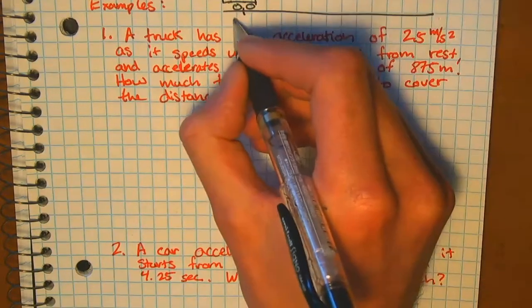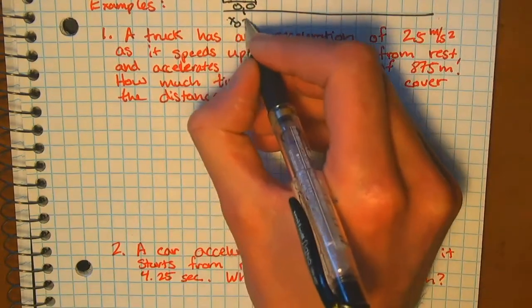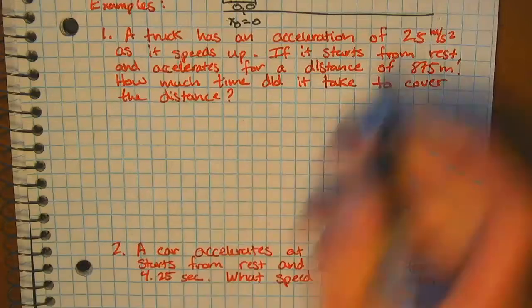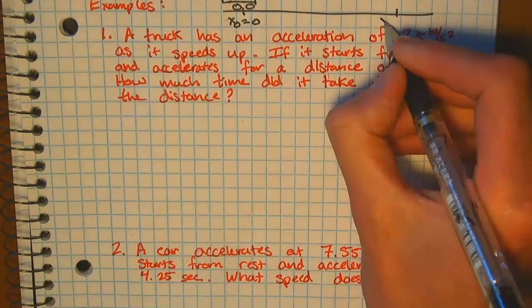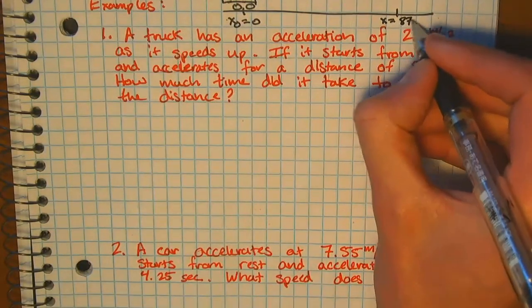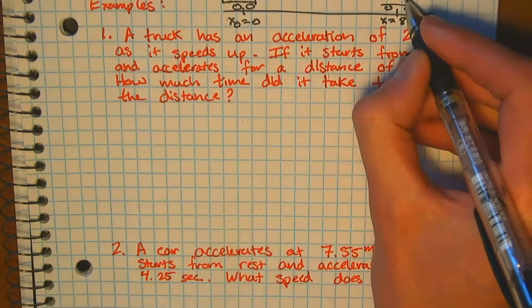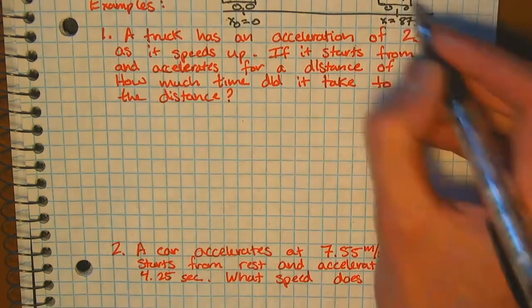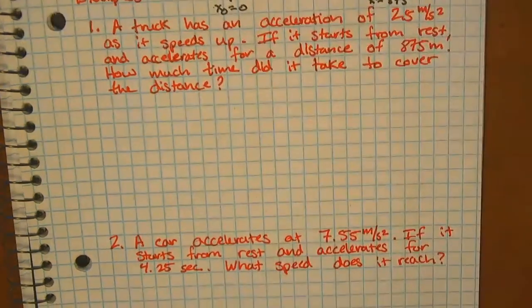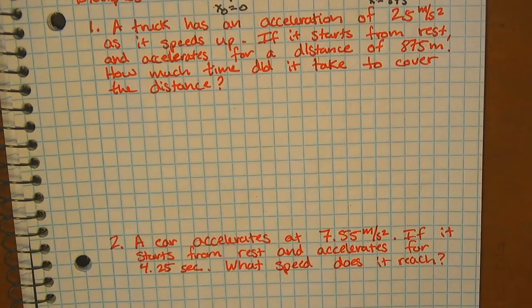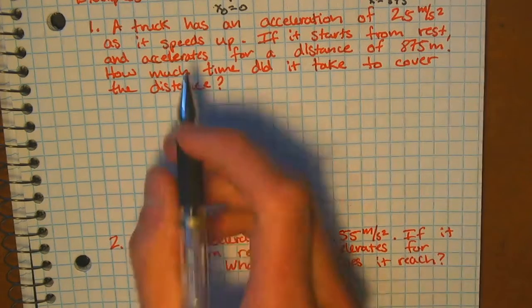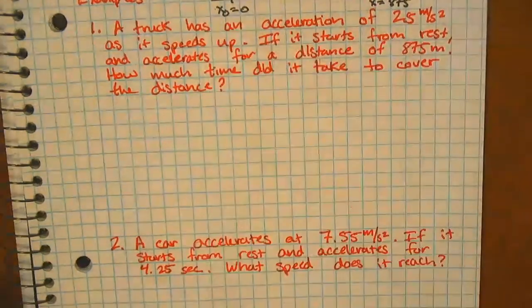And I'm going to say it starts here, that x naught is equal to 0. So it starts there at 0 and it ends over here. So that's kind of a little picture for us.